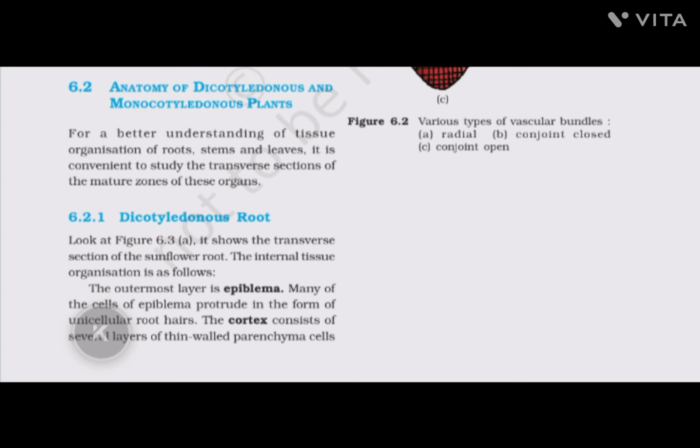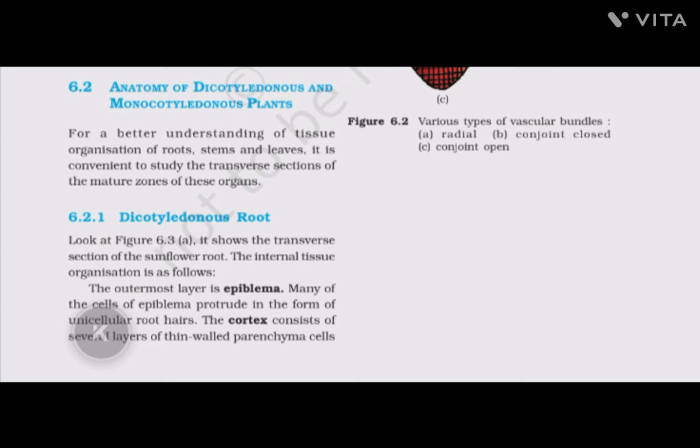Anatomy of dicotyledonous and monocotyledonous plants. For a better understanding of tissue organization of roots, stems and leaves, it is convenient to study the transverse sections of the mature zones of these organs.